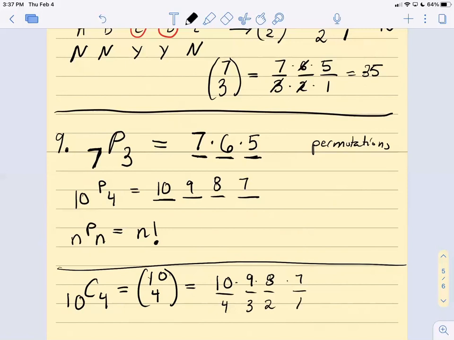So 10C4, the key idea between the two of them that's really useful to know is that 10 choose 4 is like pick a group of 4 out of 10. You don't care how they're ordered. You're just picking 4 of them. 10P4 is like you want to give somebody first place, second place, third place, and fourth place out of a group of 10. So the order in which you pick them does matter. That's the key distinction. And that's why the 10C4 has a dividing by 4, 3, 2, 1 in the bottom.